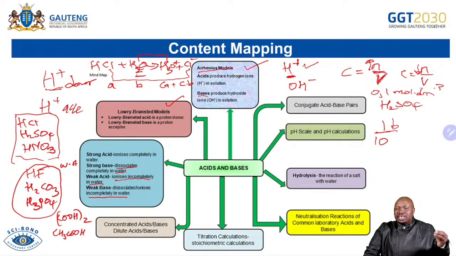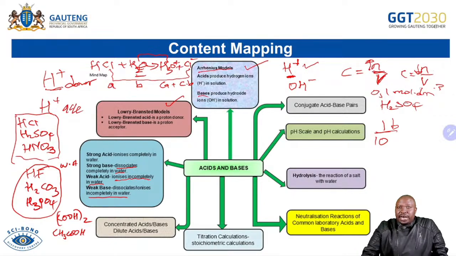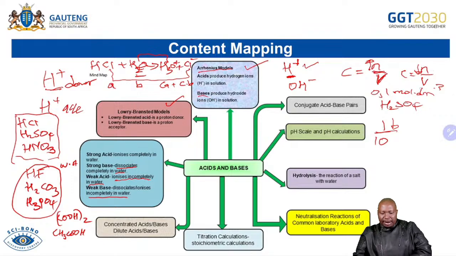H2O has accepted a proton, so it is a base. And then H3O+ will be a conjugate acid. I hope we move together in terms of that. This is your summary of this topic, so that when we start doing questions, you are able to relate to everything that I'm talking about here.